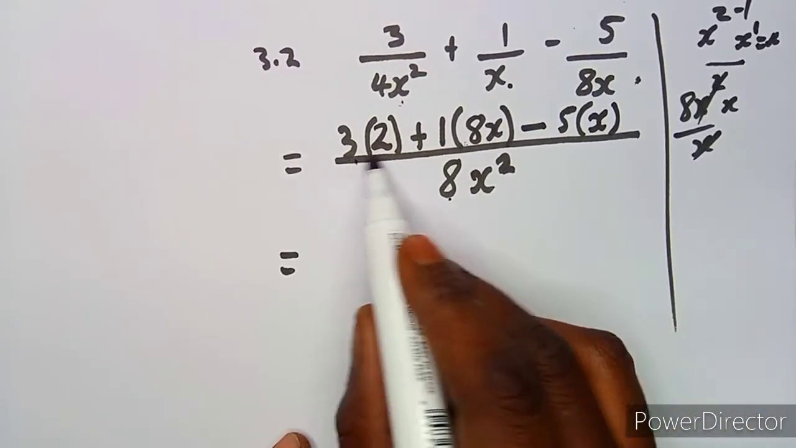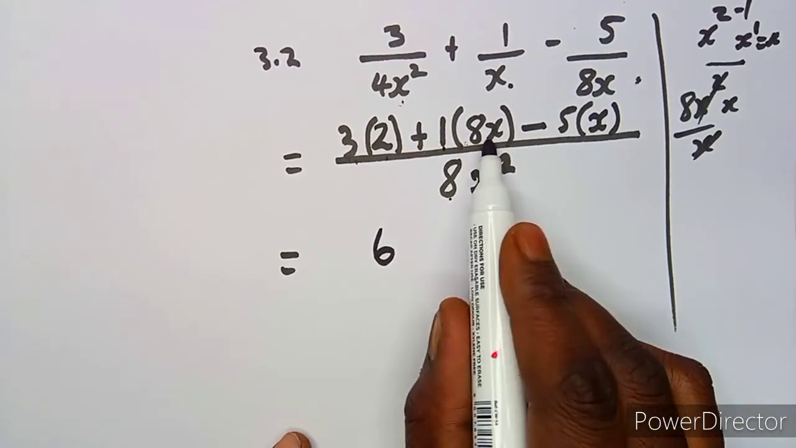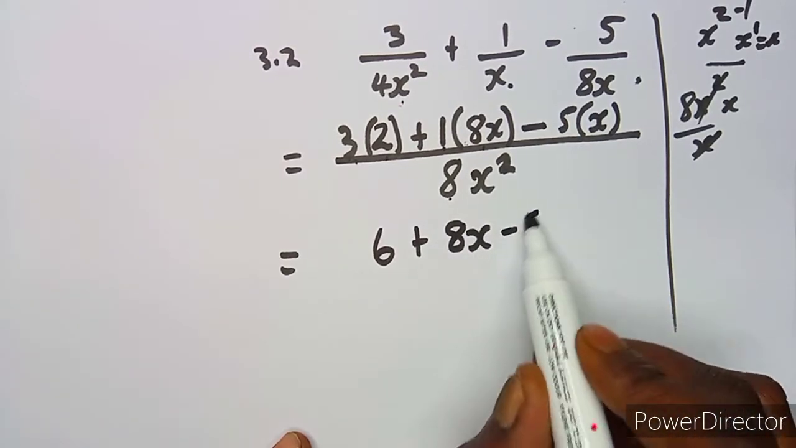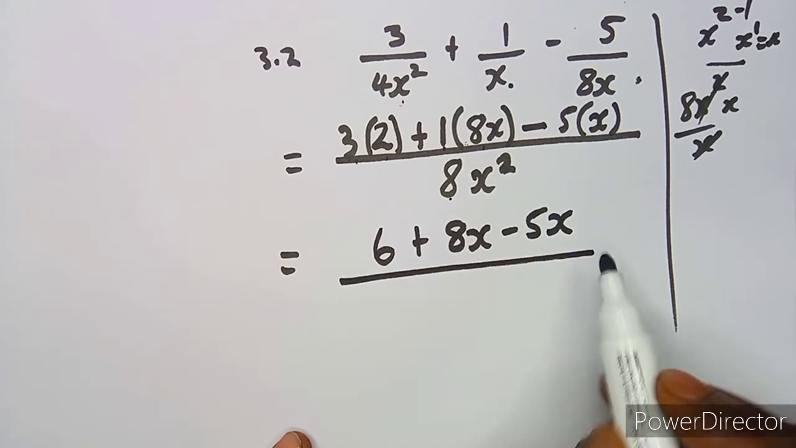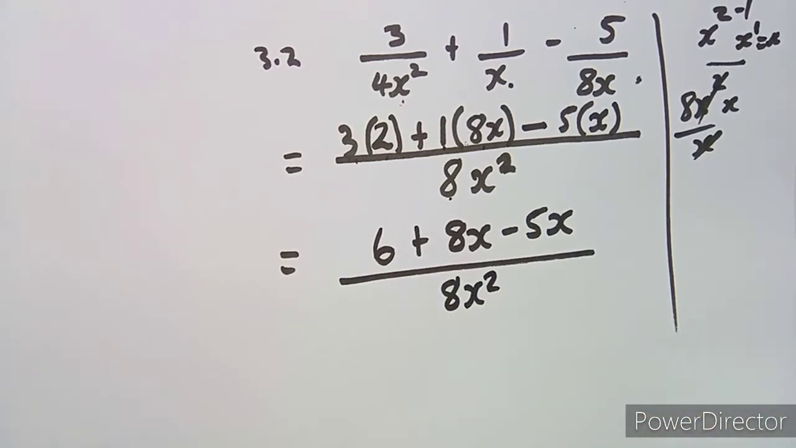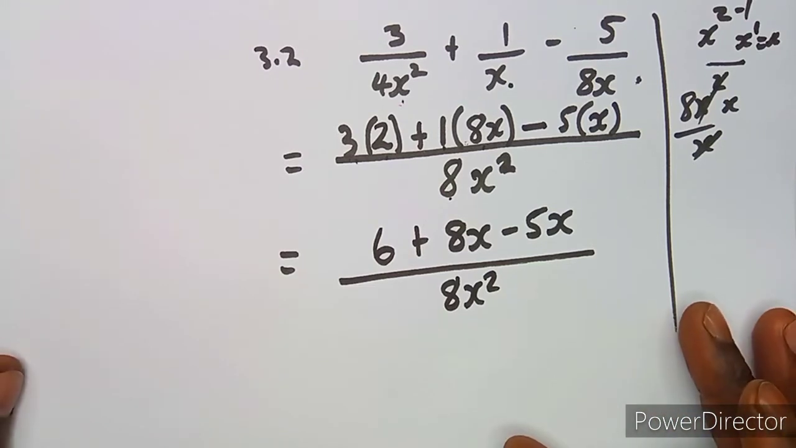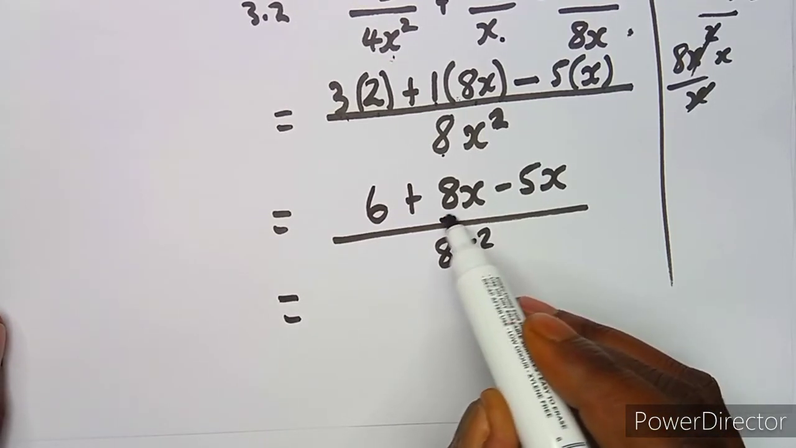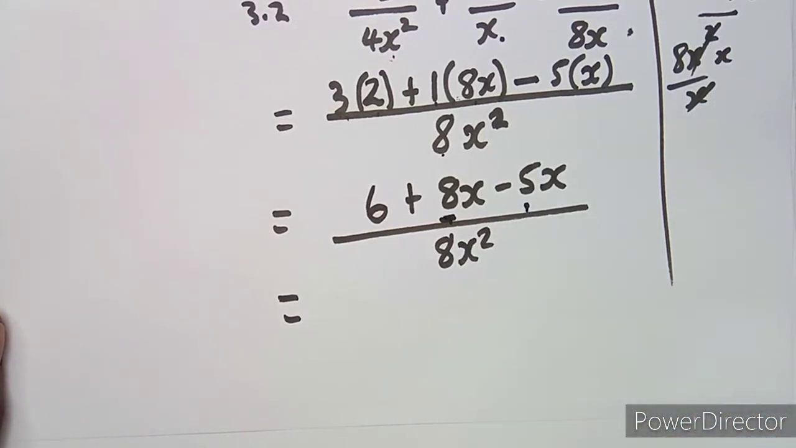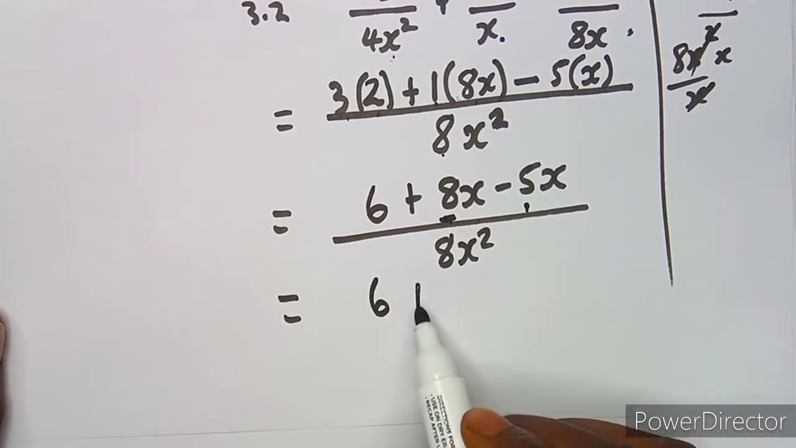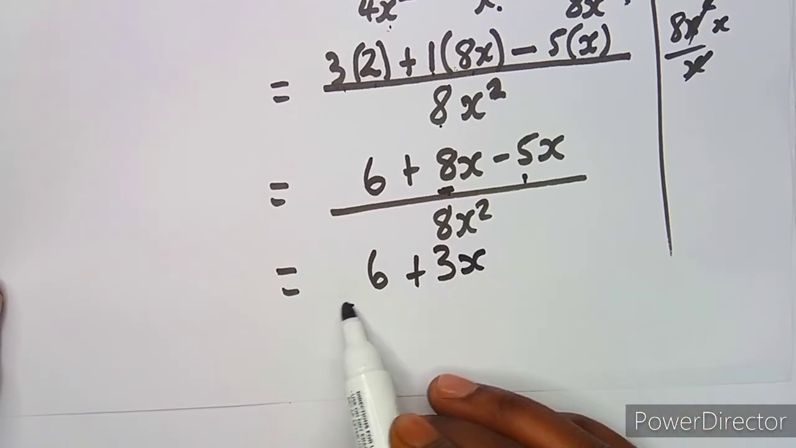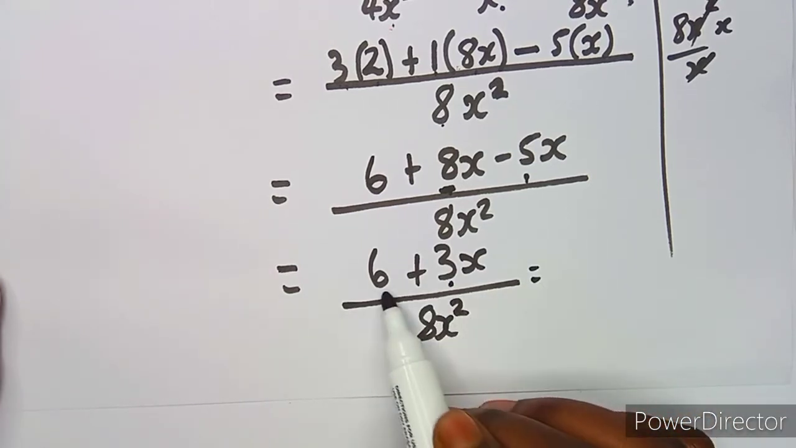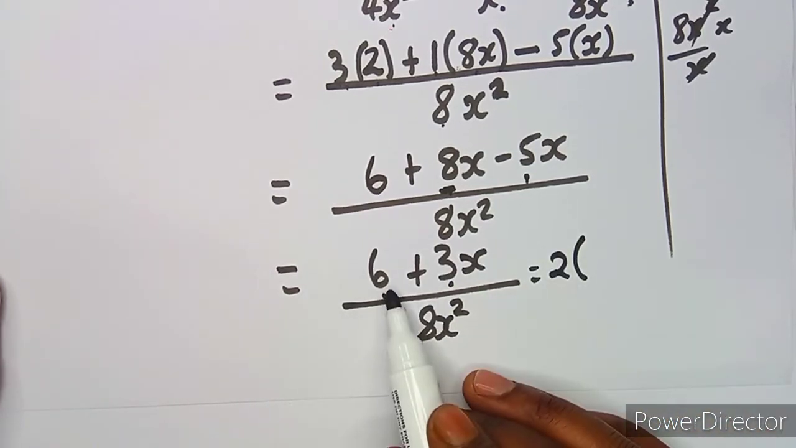So it's 3 times 2, which is 6. 1 times 8x, this is going to give us plus 8x minus 5x. Do not cancel anything here, just write as it is over 8x squared. All right, never cancel anything. Then you can actually collect like terms, because you have got 8 and 5 here, so it's 8 minus 5. So you're going to have 6, 8 minus 5, which is 3. So it's going to give us 3x over 8x squared. So you can actually leave your answer like this, or you can just factor out, because 3 is common here. So you can factor out 3 here.